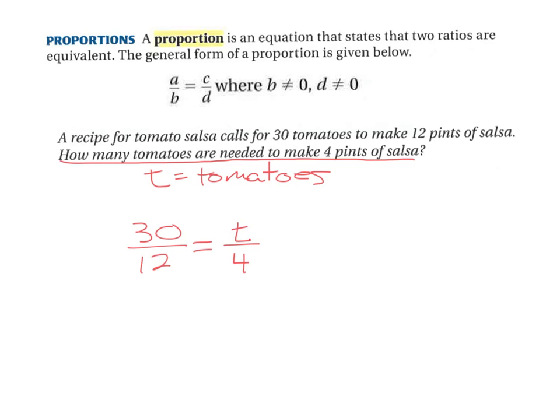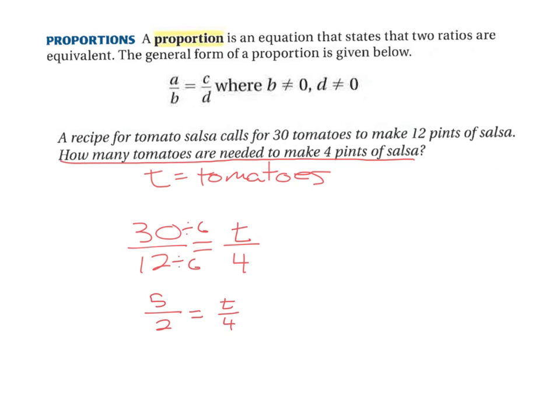And now I can solve this equation. First thing I'm going to want to do, I see that 30 over 12, I'm going to want to simplify that just to make this easier. The smaller the numbers, the better. So I'm going to divide 30 by 6, and I'm going to divide 12 by 6. So that's 5 over 2 equals T over 4.